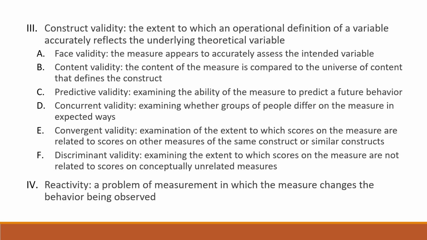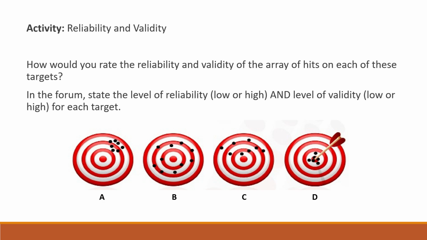But we also have to be aware of reactivity in research, which is a problem of measurement in which the measure changes the behavior being observed. Someone might just act different being in a lab. If we tell someone we want to study how clean their house is, they are likely to clean before we go over, right? It's a reaction to the study. It's just something that we need to have in the back of our minds and try to brainstorm different ways to bypass this. Maybe we need to go to the house randomly or what have you.